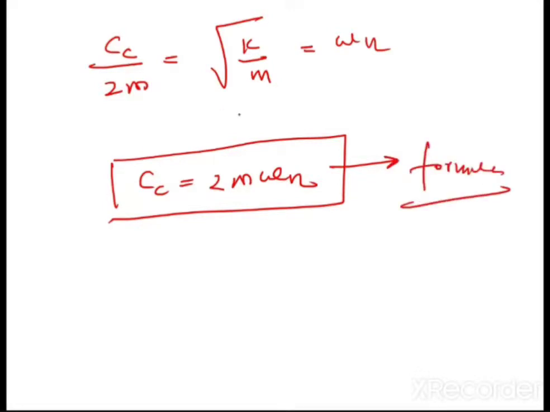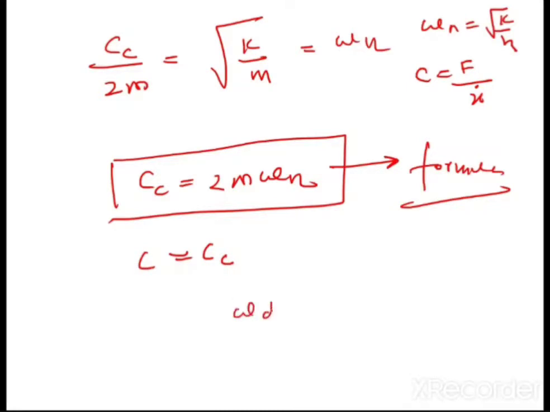So till now, we know what is C. C is nothing but f upon x dot. We know what is omega n, that is equal to square root of k upon m. Now the critical damping coefficient C is equal to Cc. That is, damping constant C becomes critical damping constant when omega d is equal to 0, and you can calculate this from this formula: Cc is equal to 2m omega n. Is it clear, guys? Okay.